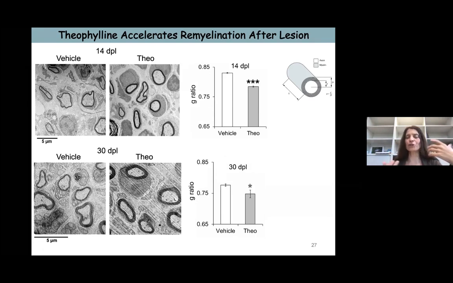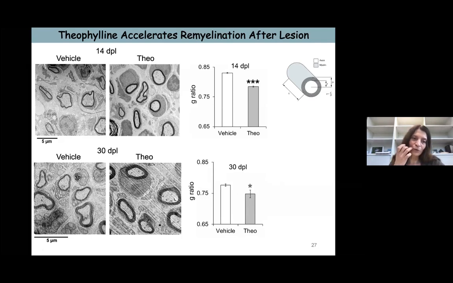And this G ratio is extremely constant, so a small difference actually makes a big difference in the myelin thickness. For 14 days post-lesion, 4 days post-treatment, you can already see a thicker myelin, and this advantage is still visible at 30 days post-lesion. You can still see a little difference between the theophylline-treated mice and the vehicle. Of course, the vehicle-treated mice also regenerate, so it's just faster.